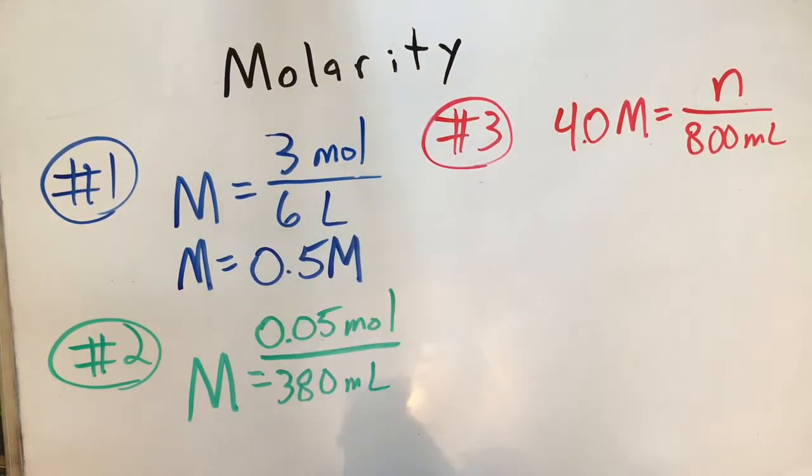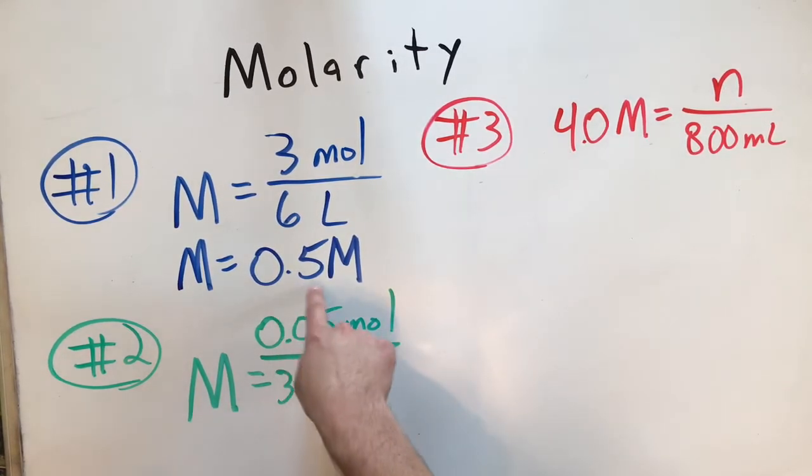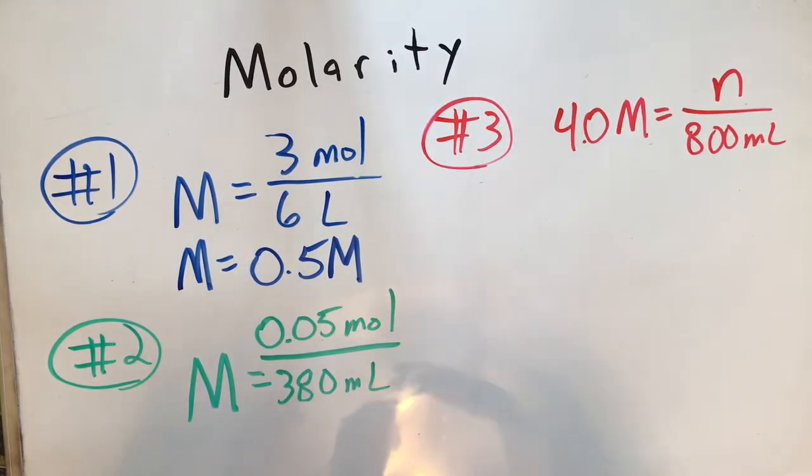Remember that 1 mole is Avogadro's number worth of particles, 6.022 times 10 to the 23rd. So even just half that much is still a pretty huge number of particles. That's still a pretty strong solution. Let's try this green problem down here next.